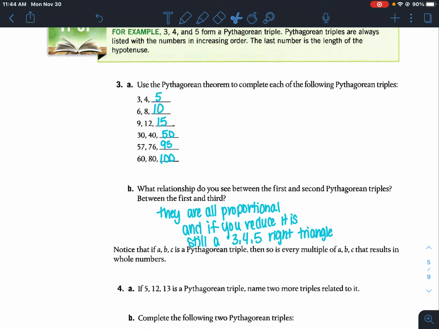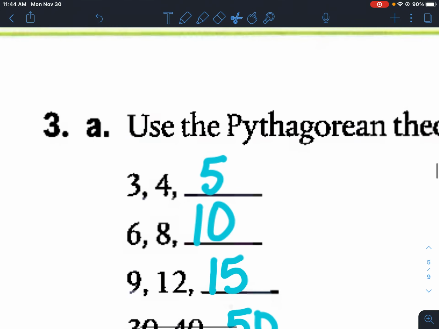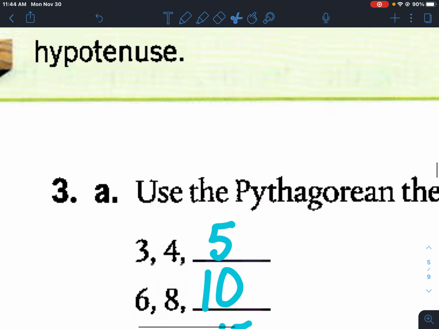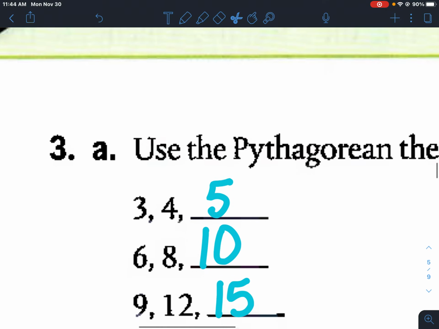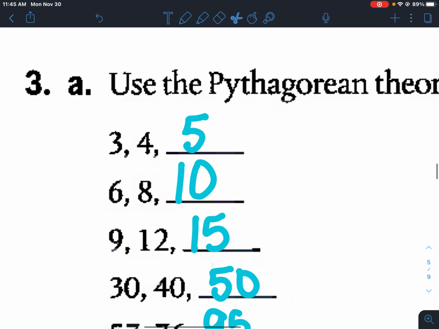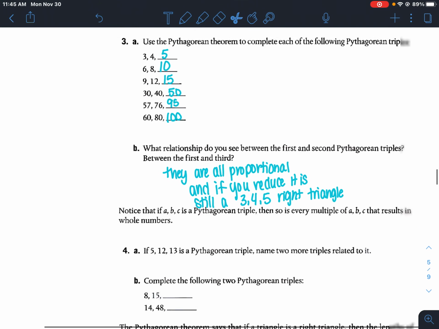They're all proportional. If you reduce, it's still a 3, 4, 5 right triangle. So for the first and second one, 3 to 6 is times 2, 4 to 8 is times 2, 5 to 10 is times 2. So this one was just double the size. And then this 9, 12, 15: 3 times 3 is 9, 4 times 3 is 12, 5 times 3 is 15. This one is triple the size of the original triangle. So they're all proportional.